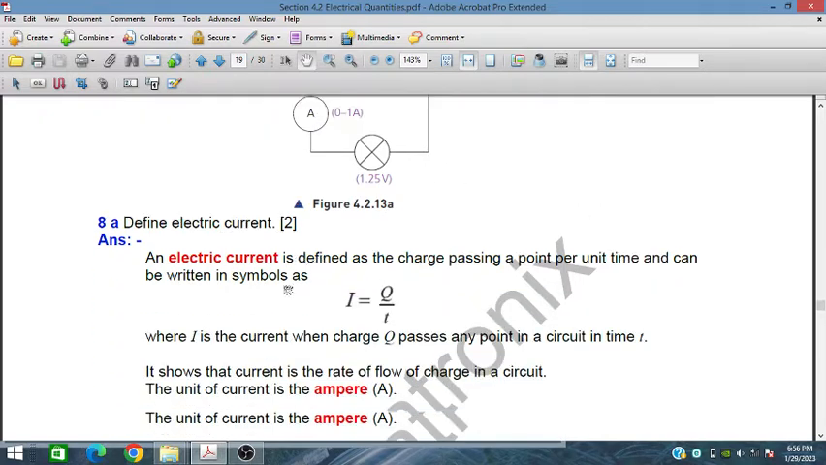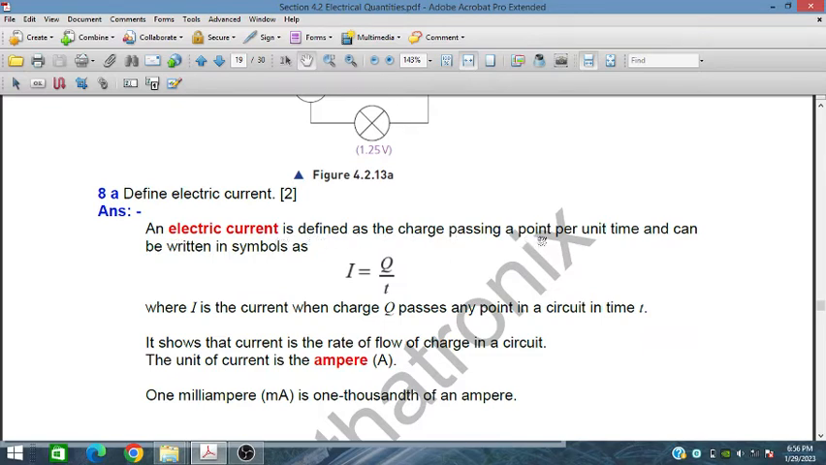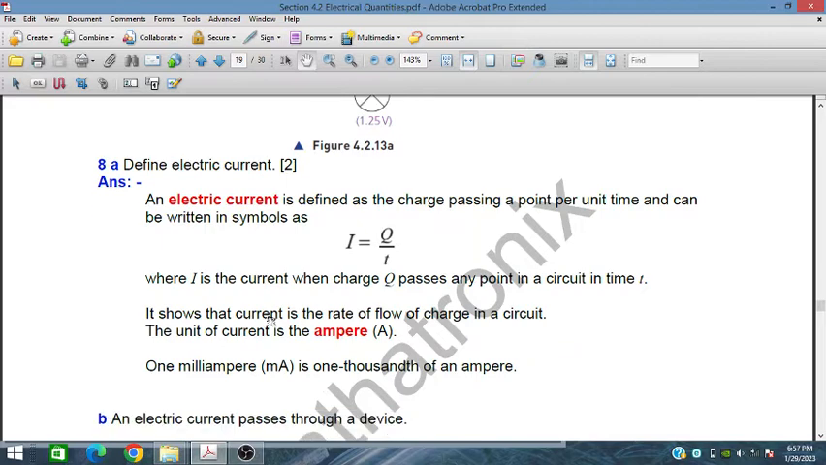Note the current. This is the way ammeters are connected. Define electric current. Electric current is defined as the charge passing through a point per unit time, and can be written in symbols as I = Q/T. I is the current where charge Q passes any point in the circuit in time T. So if the charge passes through any particular point for time T, then this much current has flowed through the circuit. So current is the rate of flow of charge.